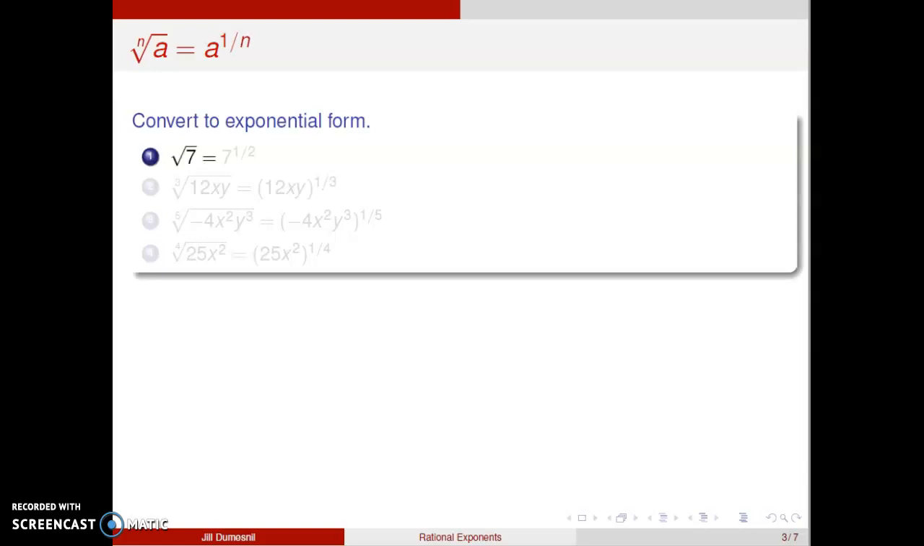The square root of 7 equals 7 to the 1/2 power. Similarly, the cube root can be written as the 1/3 power. The fifth root is the 1/5 power, and since 5 is odd, we can have a negative radicand. The fourth root can be written as the 1/4 power, but we need a non-negative radicand for the fourth root to be defined. Notice that 25x squared is greater than or equal to 0 for any value of x.